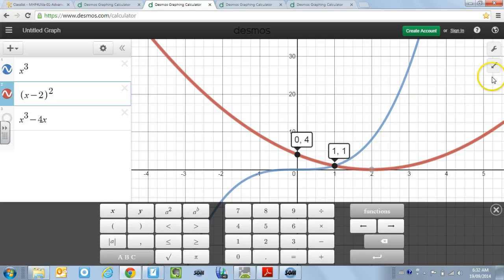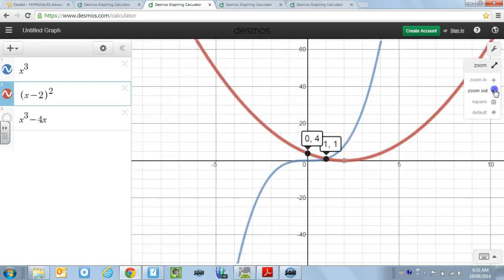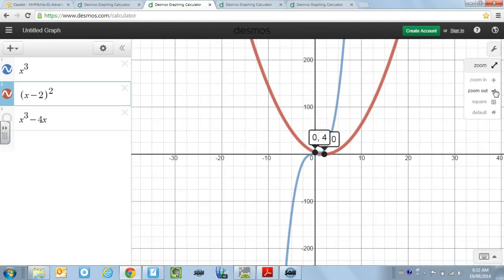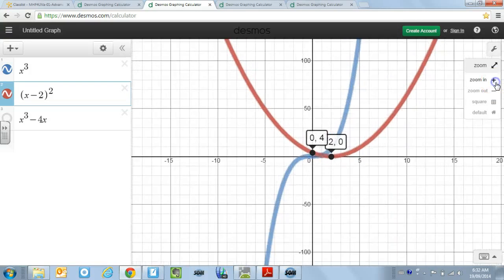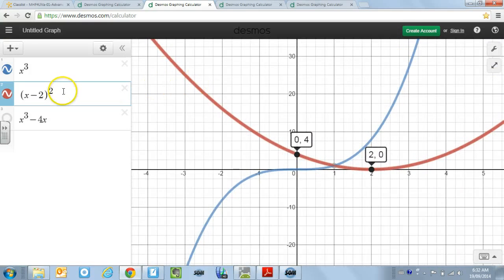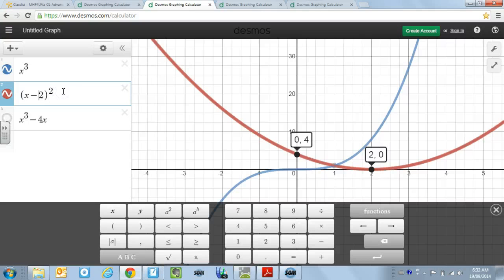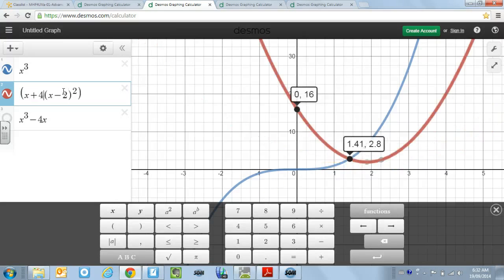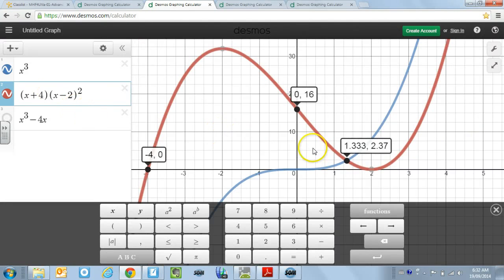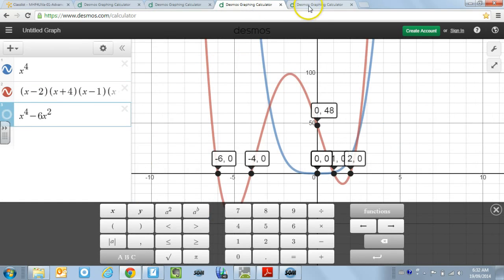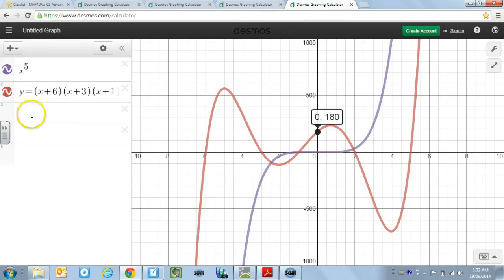I can zoom in a bit here, maybe, or zoom it out a bit. And you see that it's a parabola. And so when we have that as part of a larger expression, we still have essentially a parabola at that point, or at least the parabola influence at that point. We'll look at one here that's a little bit bigger, jump up to the quintics.